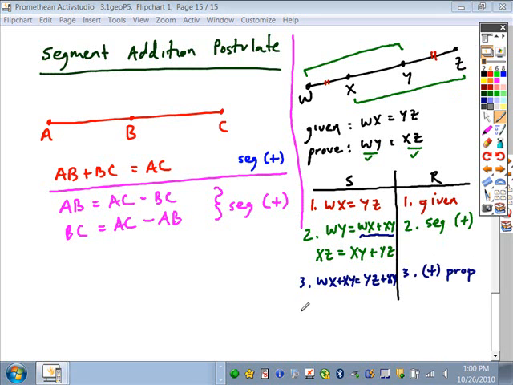And then your final step now, what can you replace this whole expression with? What is WX plus XY equal to? WY. And what is YZ plus XY equal to? XZ. And what justifies that? Anytime you replace things, substitution.